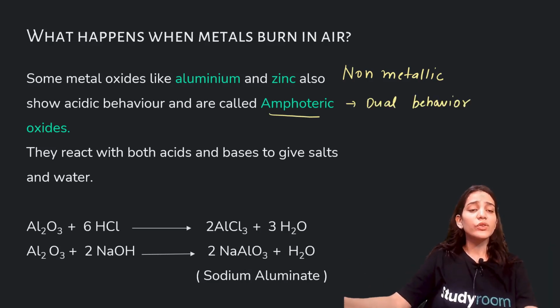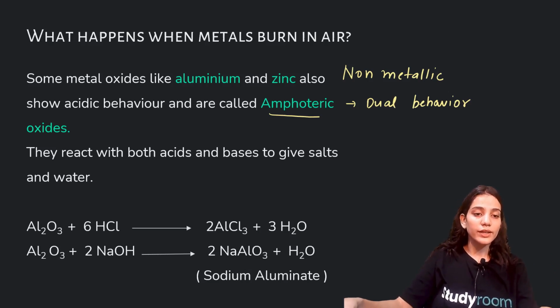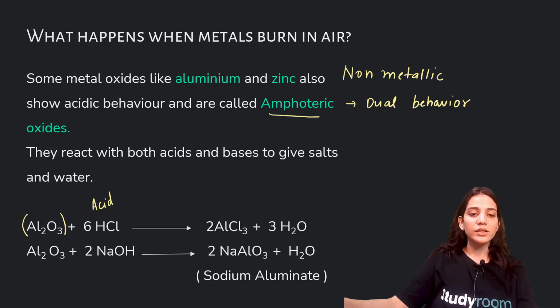Aluminium oxide and zinc oxide can react with both acids and bases to give salts and water. Let us have a look at the reactions. Here, aluminium oxide is reacting with acid and it is producing aluminium chloride along with water as its byproduct. And in the case of base, aluminium oxide is reacting with base to produce sodium aluminate and water as its byproduct.